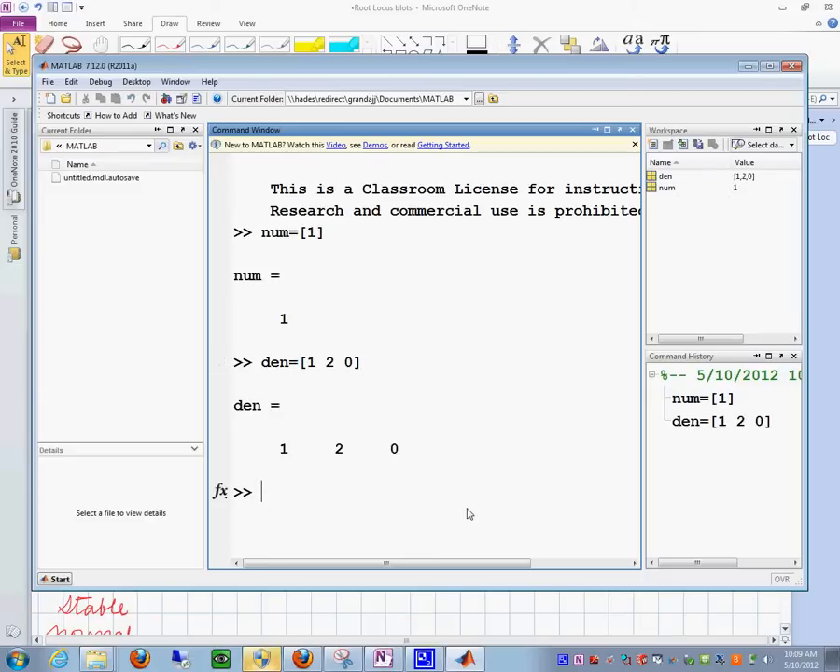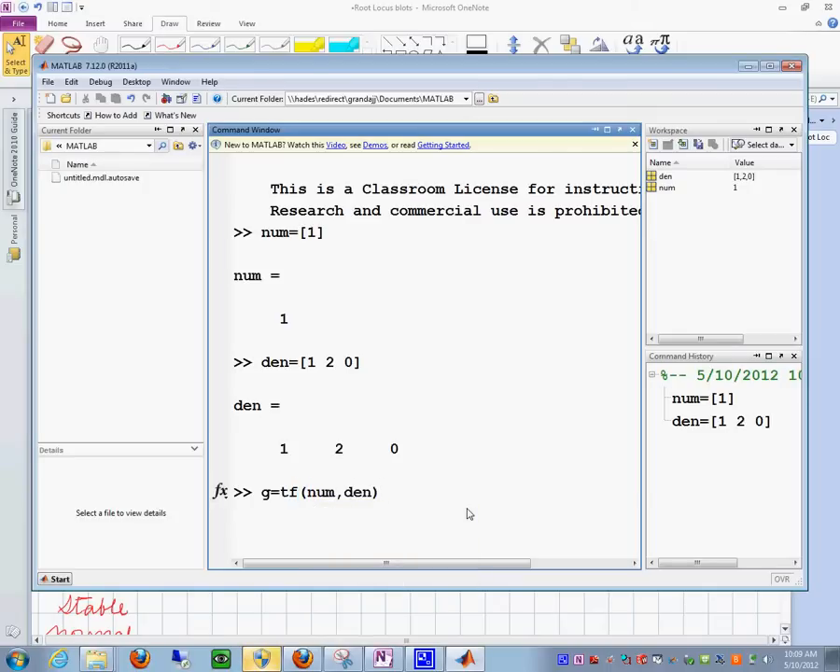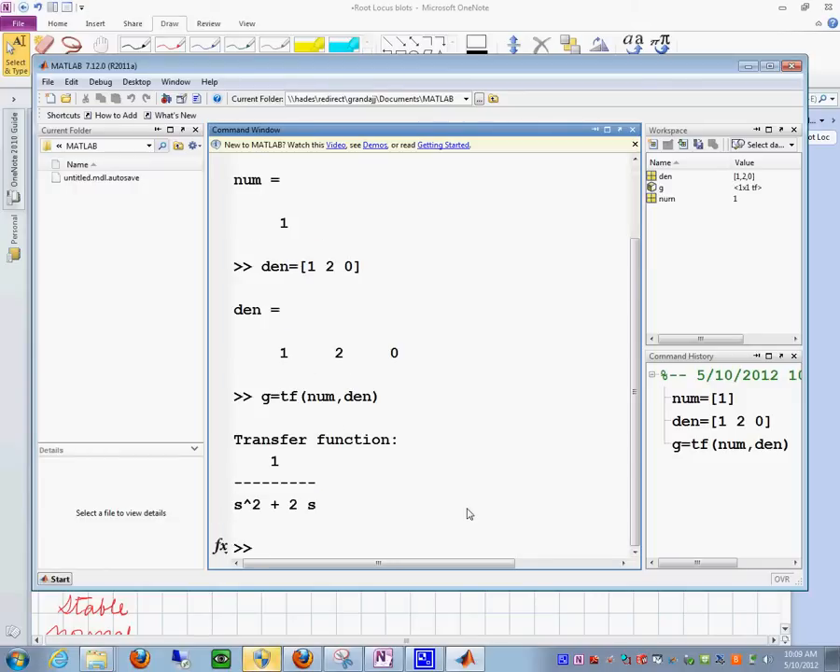and that defines the denominator. So now the transfer function g, you put tf for transfer function because MATLAB needs to know what to do, and then see how nice it is now. It helps you to build the command. It's really cool. So if you do this, this is your transfer function, right?